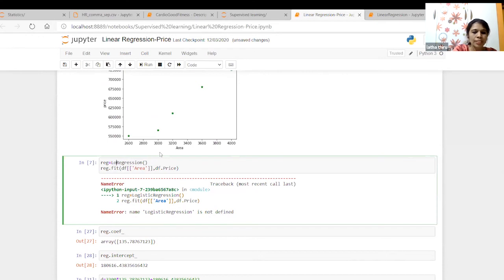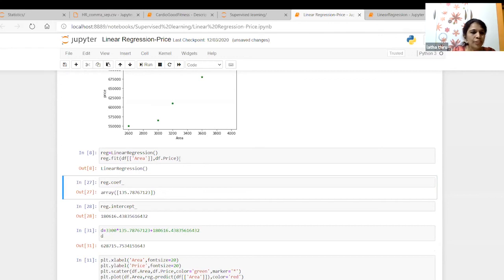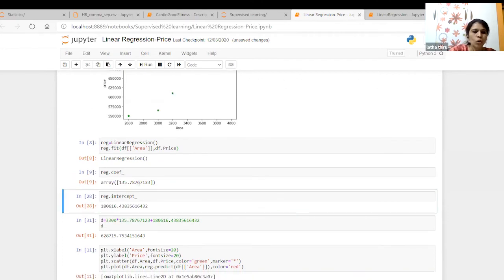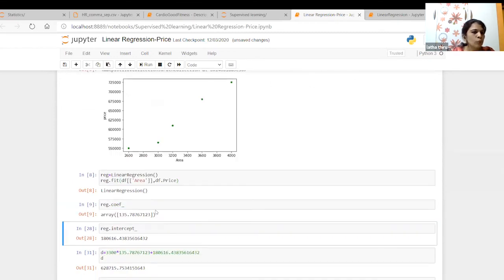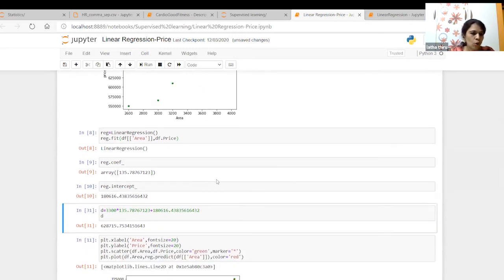Basically, after reading, the mandatory step is that we should fit the model. How to fit the model? I'm writing reg, or model, or whatever you need, you can write it right here, equal to LinearRegression. Then I'm trying to fit with area and price. What happens over here? I want to know the coefficient. The coefficient is being identified as 135 point. Here we can get only one slope, so the answer is 135.7876 something. I can get the intercept value also.